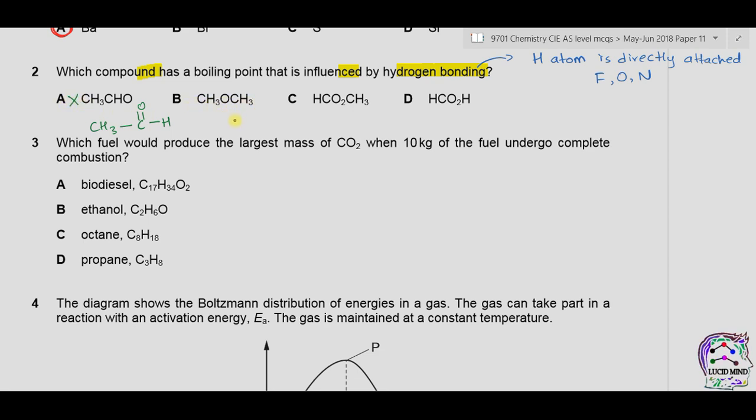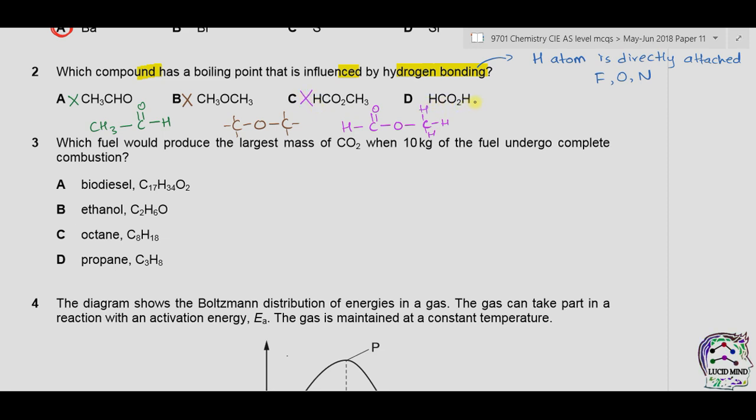B is ether, so we have 2 carbon atoms which are bridged by oxygen, 3 hydrogen atoms with the first one, 3 with the second one. As we can see that oxygen is not directly bonded to hydrogen, so B also does not have hydrogen bonding. In C we have ester, HC double bond O, OCH3. No hydrogen is bonded directly with oxygen, so C is also incorrect.